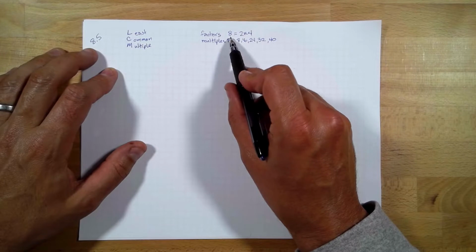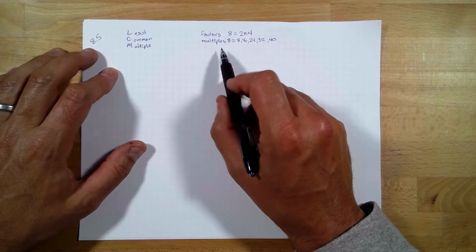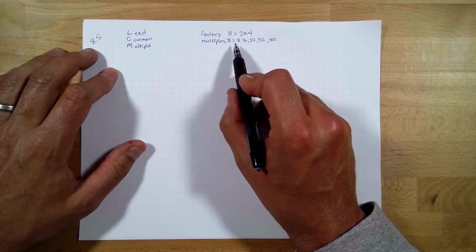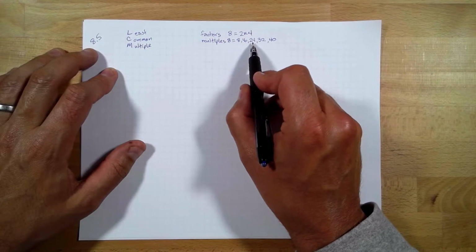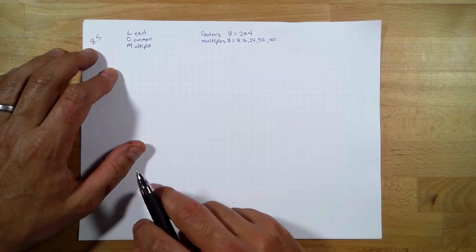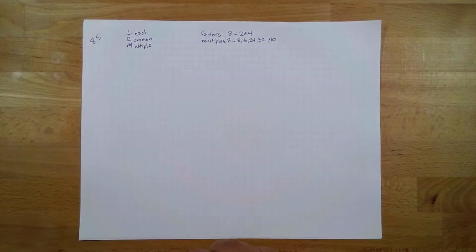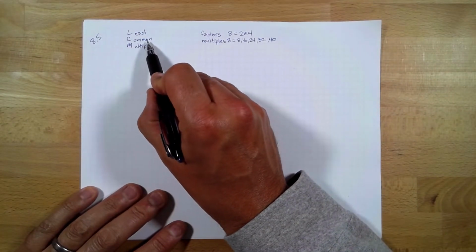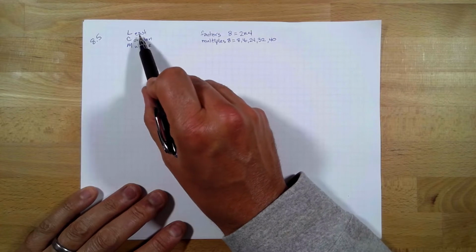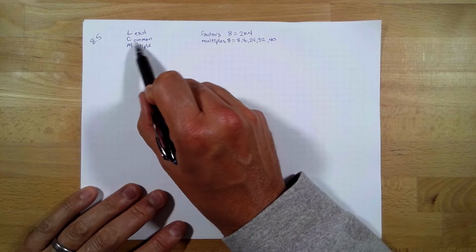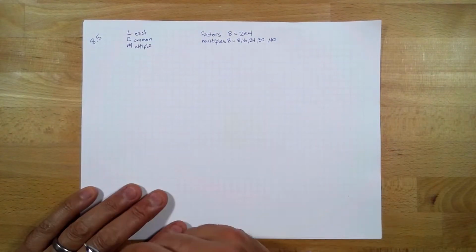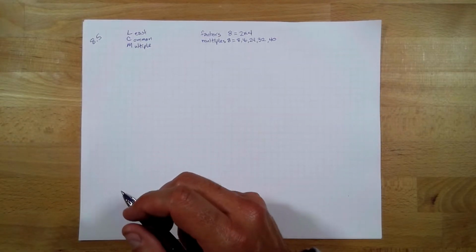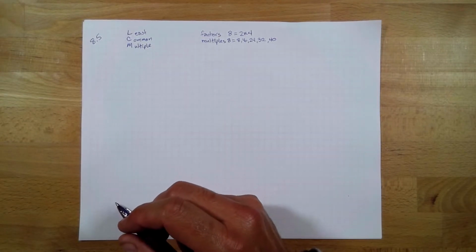Okay, so factors are the numbers that multiply together to give you 8. Multiples are 8 times 1, times 2, times 3, times 4, times 5, and so on. So that is the difference between multiples and factors. And so today we're talking about least common multiple, which means the smallest multiple that is common to two or more numbers.